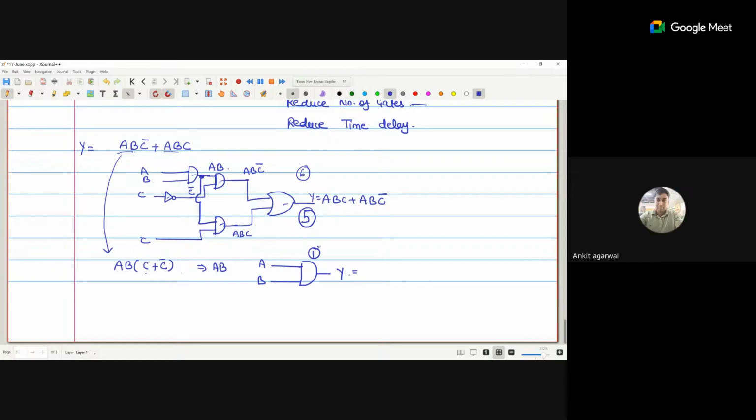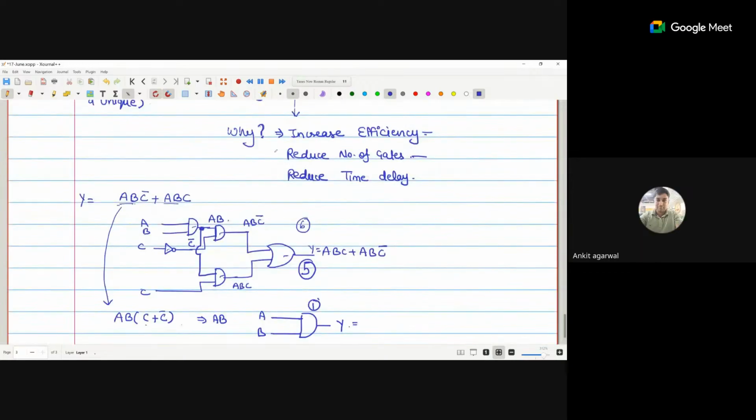So if the number of gates is reduced, second, the complexity is reduced. Third, efficiency is increased. And fourth, every gate takes some delay, so the delay is reduced. So these are the four reasons why simplification is required.